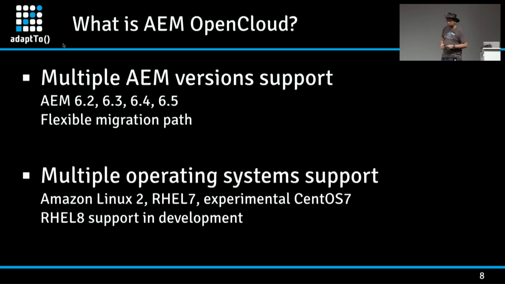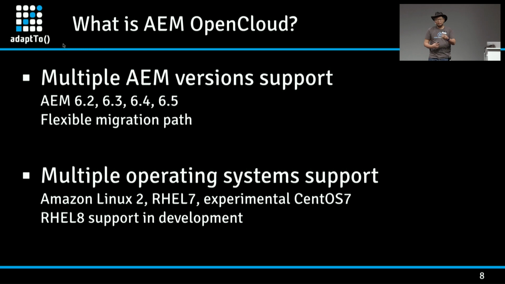On top of that, it also supports multiple operating systems. At present, it supports Amazon Linux 2 and Red Hat 7. There is an experimental CentOS 7 support, and Red Hat 8 is being worked on. The idea is to provide the user with the flexibility on choosing what sort of operating environment they want to use. For production, many enterprises decided to choose Red Hat, which is probably a bit more expensive. But in order to save costs, they can run their non-production or pre-production environments using Amazon Linux 2, and they can save a bit of cost from that point of view.